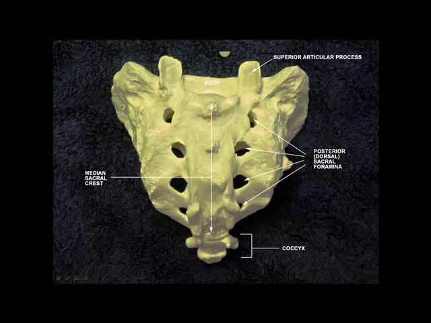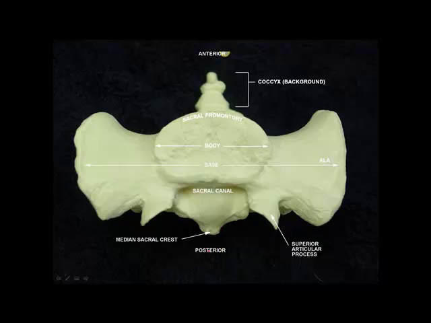This is the posterior side, and this is where your spinous processes are. 1, 2, 3, 4, 5. This is called the median sacral crest because it's on the median line. These are the posterior or dorsal foramina. Here's your superior articulating facet. These are actually called the sacral ala. Ala means wing. And here's the coccyx down here. So, here's the ala, one on each side. Coccyx, sacral promontory, body, base.